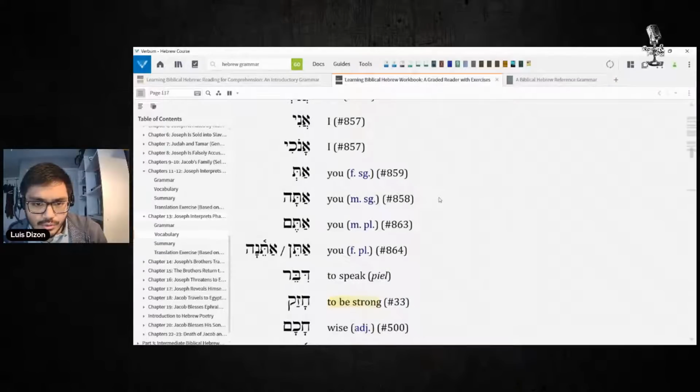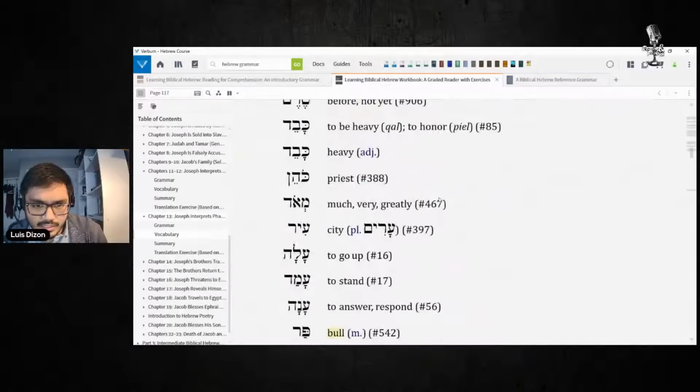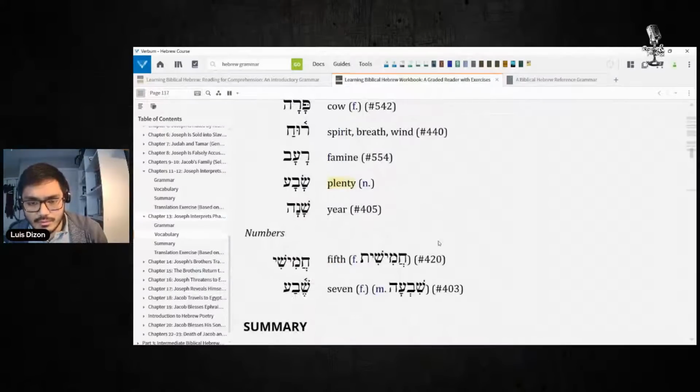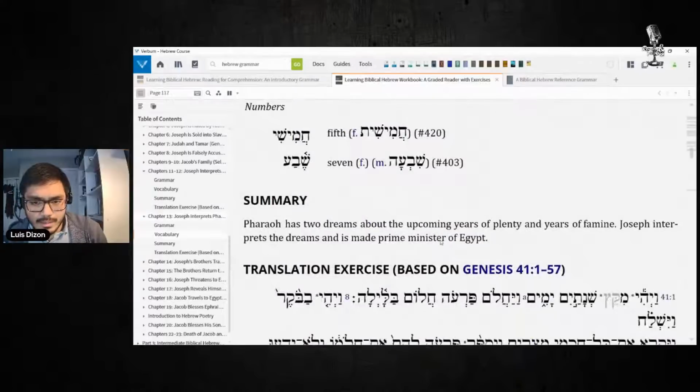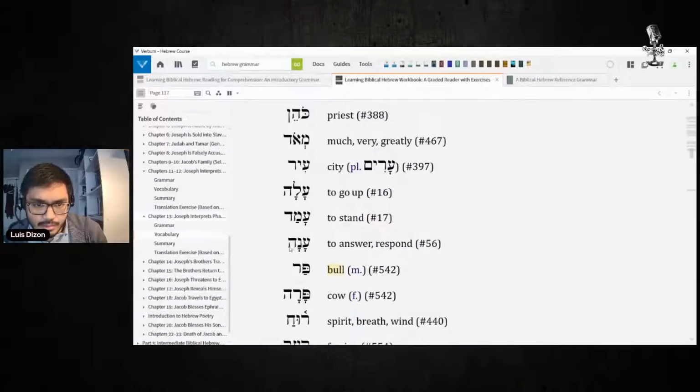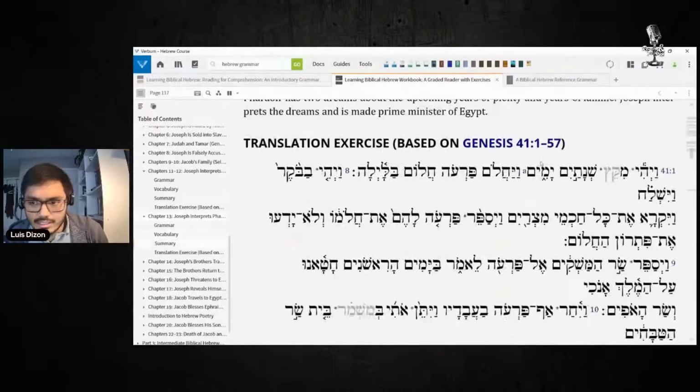So here is all the vocab that we need to know for this. I highly recommend that you work on memorizing vocab, whether it's through flashcards or the Memorize app. And remember, when you are memorizing a verb, you're generally memorizing the third person masculine singular Qal perfect form because that's the most basic form of every verb, as you can see here, ana, amad, etc. So let's get to it. So we'll begin with chapter 41, verse 1.